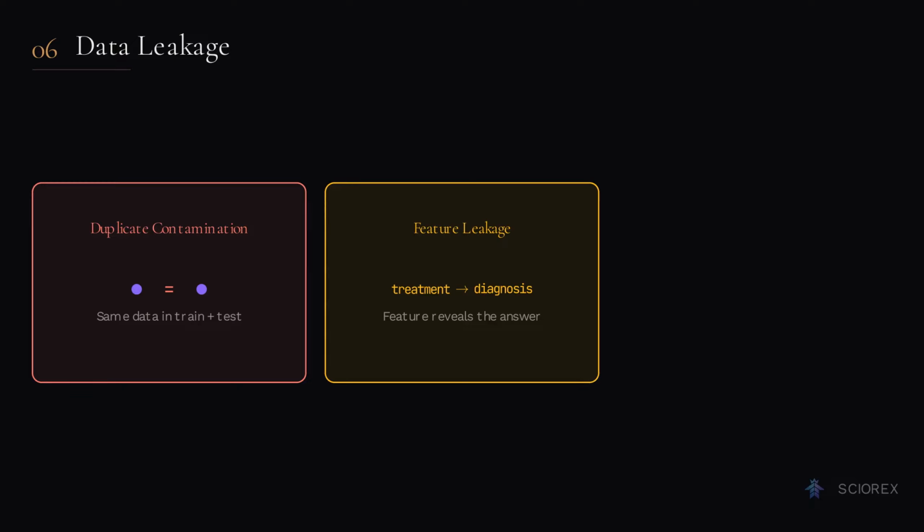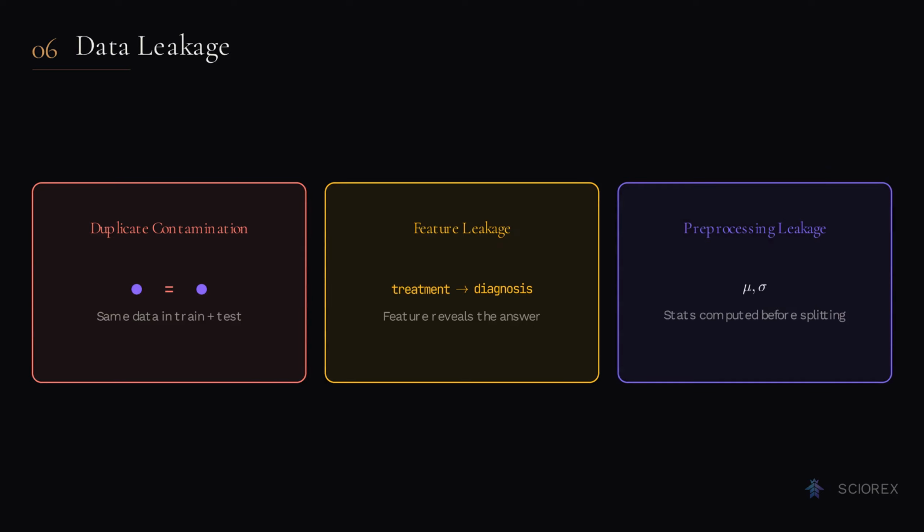For example, if a hospital dataset includes a column for treatment received and you are trying to predict whether a patient has a disease, the treatment column reveals the diagnosis before the model even needs to learn anything useful. Pre-processing leakage. You compute statistics like the mean or standard deviation from the entire dataset before splitting. Now your training data has been influenced by test data values. The normalization knows things about the test set that it should not.